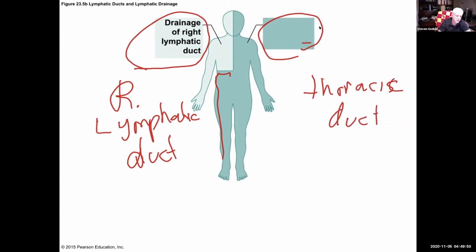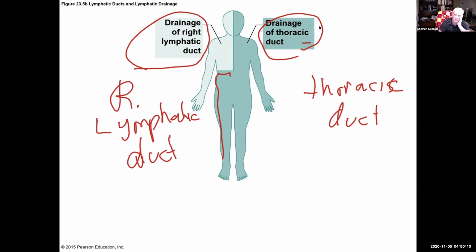Okay, this is drainage of the right lymphatic duct. This is drainage of the thoracic duct. Okay, this is your thoracic duct, and you'll see this on your final. Thoracic duct drains the whole left side of the body, plus the right side below the diaphragm.